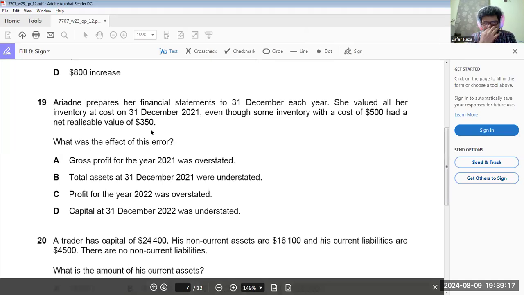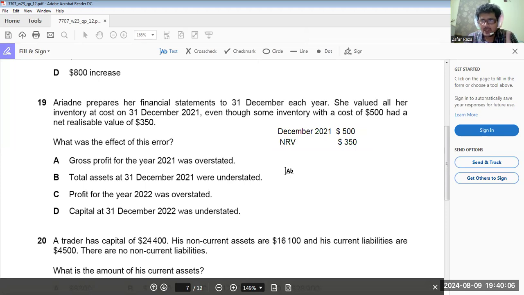MCQ. Now, see, Adna prepares her financial statement on 31st December each year. She valued all her inventory at cost on 31st December 2021, even though some inventory had a cost of 500 at an NRV of 350. So it means in December 2021, the inventory should be 350, but she has written 500. But the NRV was $350.